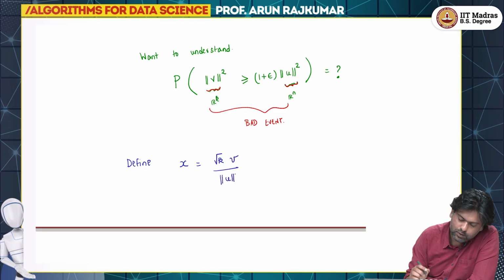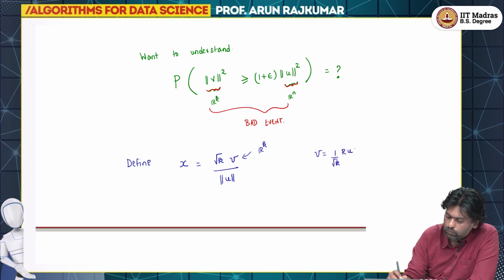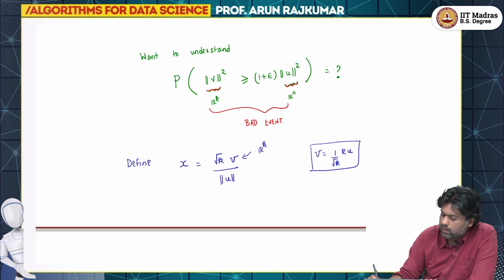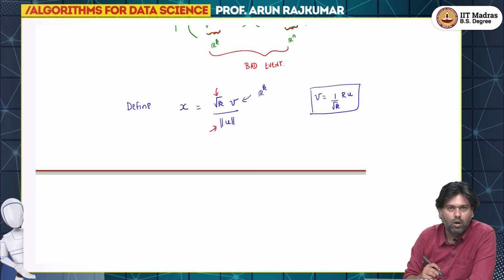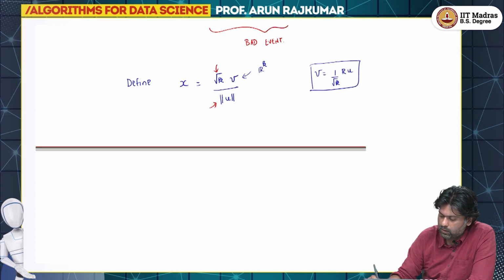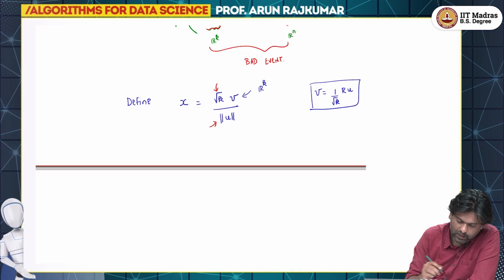I am going to define it as square root of k times V divided by norm u. It might seem arbitrary at this point, but we will see why this is a useful thing to consider. Remember, V is in R^k. In fact V itself is 1 by square root k times R u. So let us not forget this. This is just V, and in some sense I am normalizing things when I multiply it by square root of k and divide by norm of u. We will see in what exact sense in a bit. So this is my x.